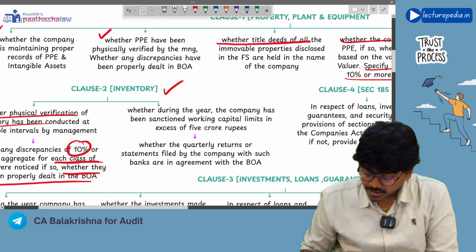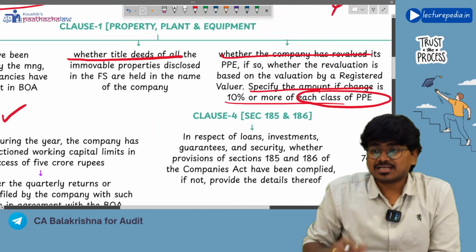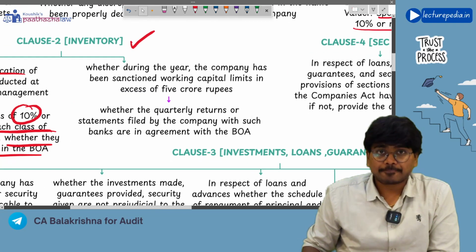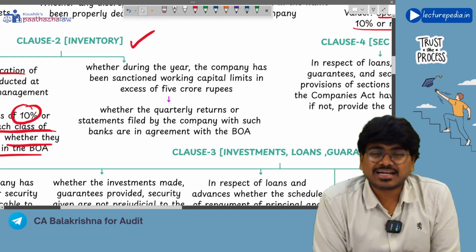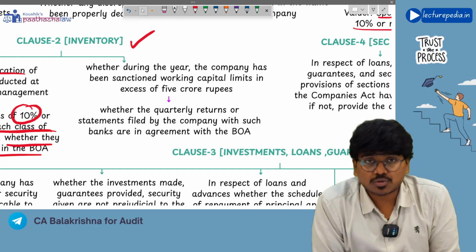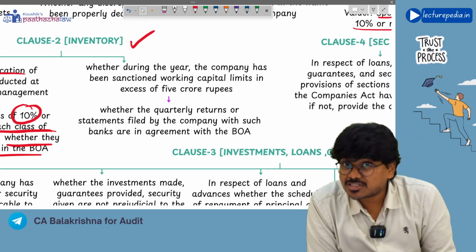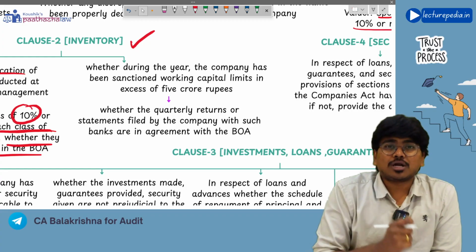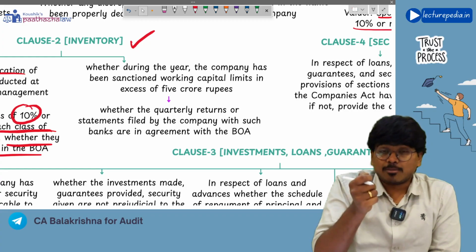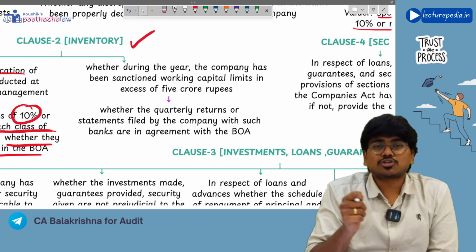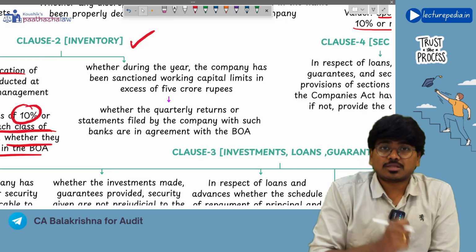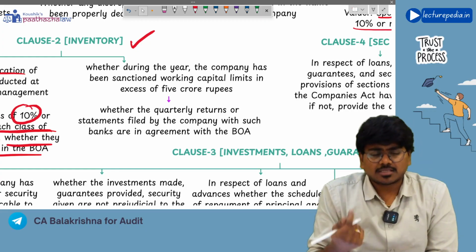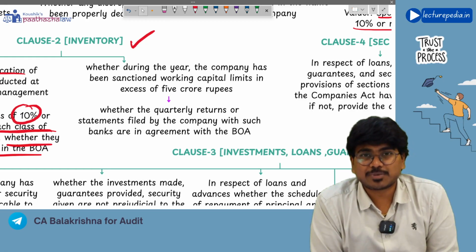Now coming to the second point, auditor needs to see whether during the year company has been granted a working capital limit of 5 crores or more based on security of its current assets. If at all working capital of more than 5 crores has been sanctioned to the company during the year, auditor needs to see. See, for working capital, the company will give stock statement, debtor statement on a quarterly basis to the bank. So whether the amount of stock, amount of debtors shown in this stock statement and debtor statement that the company gives to the bank, is it matching with the books of accounts or not? That auditor needs to report as per the second subclause of clause 2 with respect to inventory.